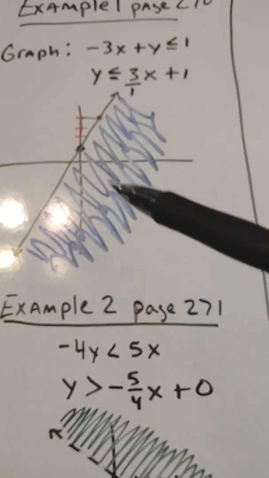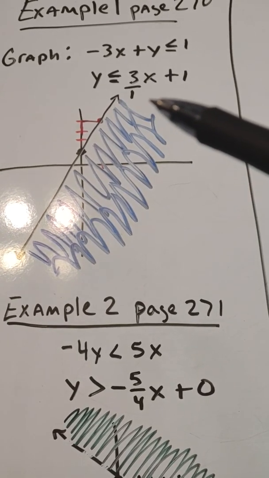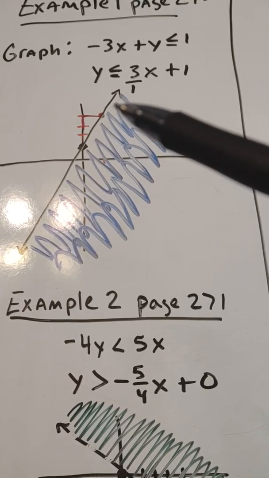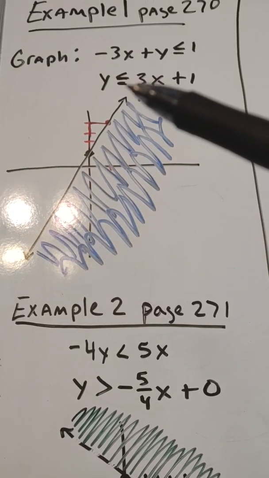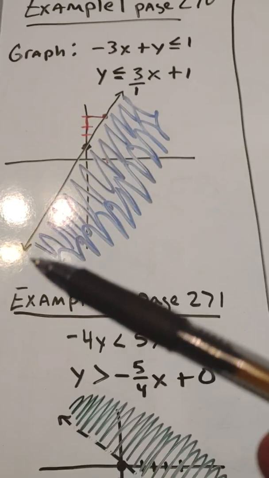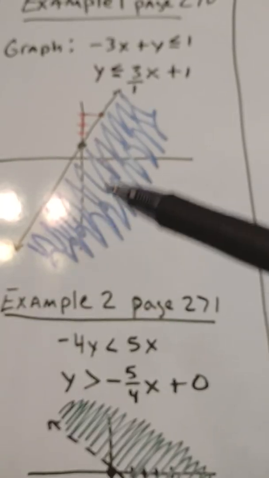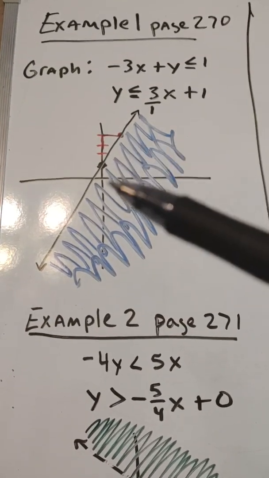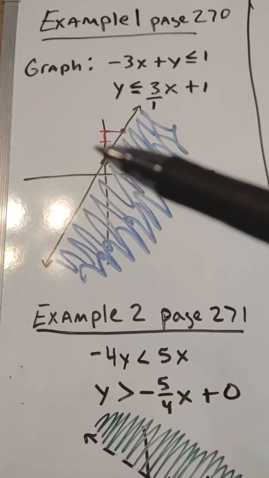Now, here's the thing. This is saying we want all the y's less than or equal to the line. Whenever I have less than or equal to or greater than or equal to, it's a solid line. And if I'm less than, I'm shading everything below the line, because this is telling me that they want all the y's below the line. If it's greater than, we want all the y's above the line.